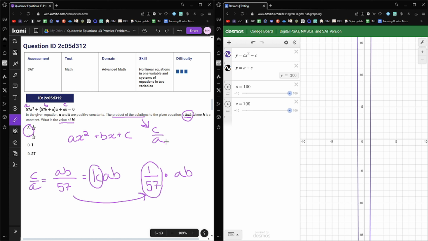Once you remember c over a and negative b over a, you're basically set for quadratic equations. Everything else, you can just put it in Desmos.